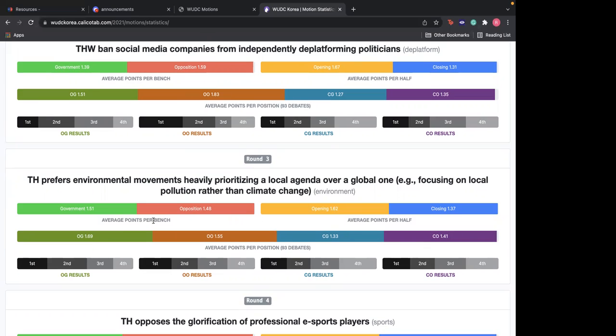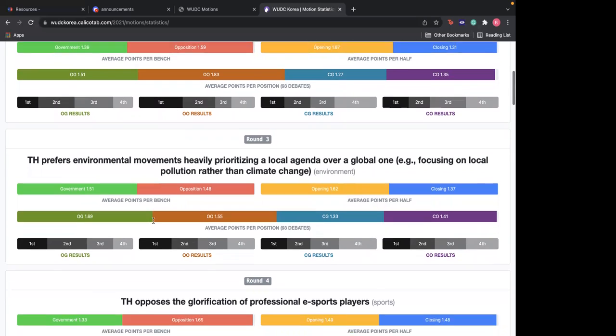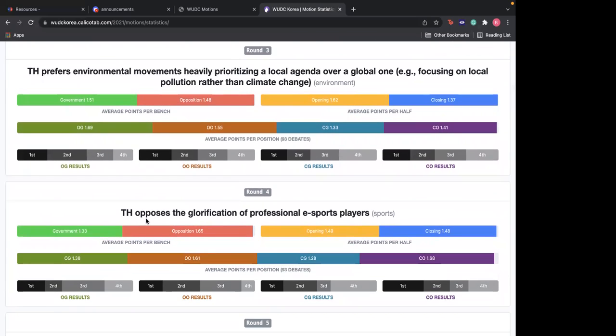So for example, prioritizing local agenda might lead to some particularly unique benefits that don't exist on the other earth. And then you need to argue what those benefits actually are, and why those benefits are good. So you go ahead and argue which particular version of earth is then better for individuals. So that is a this house prefers motion. Fourthly is this house opposes motion.